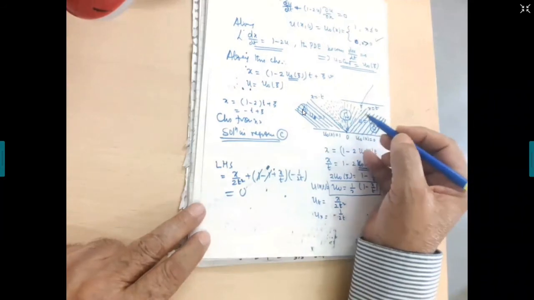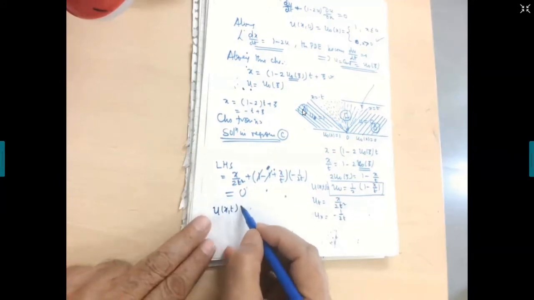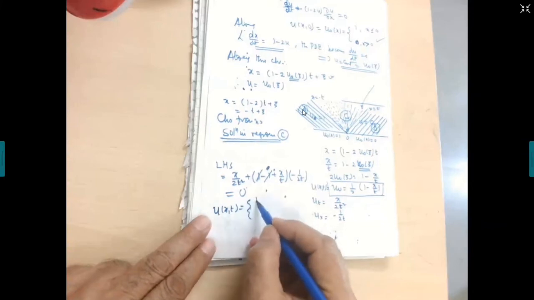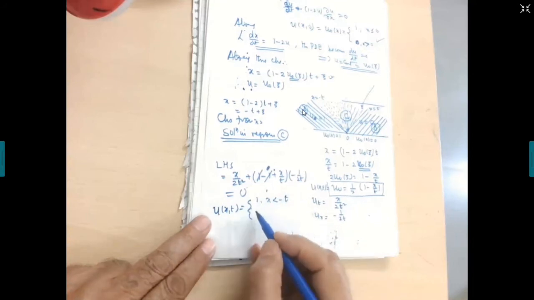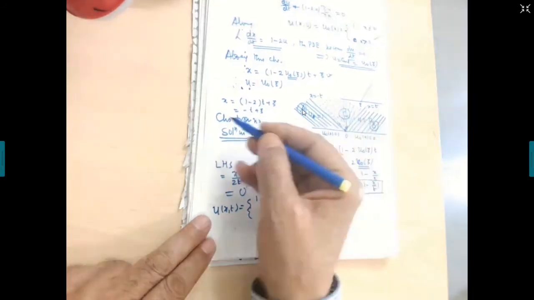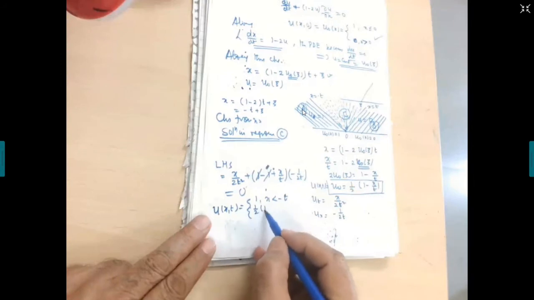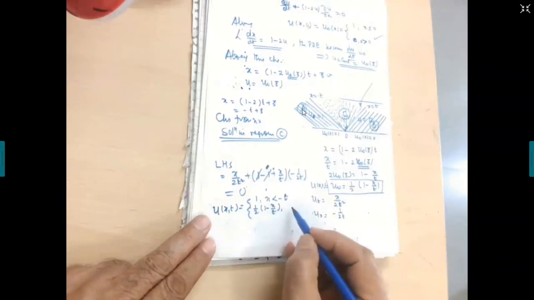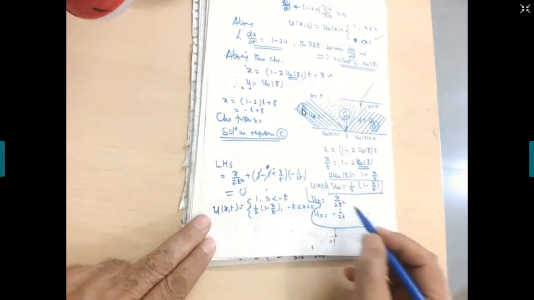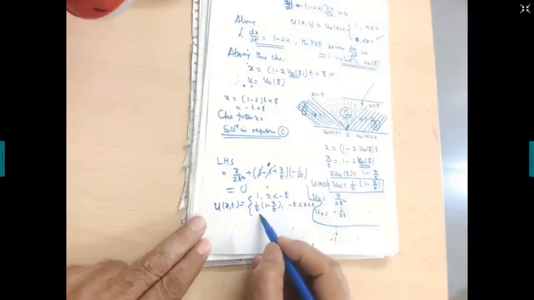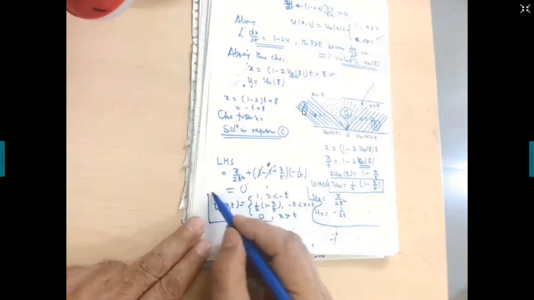You can see here, what kind of solution is this? I can write u(x,t) is your 1 when x is less than minus t. And it is your half of 1 minus x by t, when minus t is less than x, less than t. And on the right it is 0 when x is greater than t. This is the complete solution of this initial value problem.